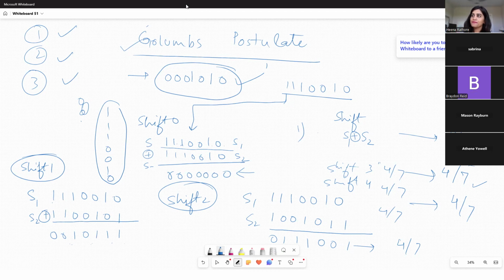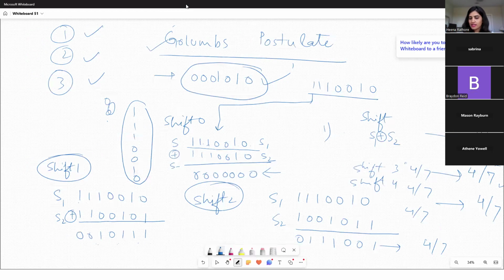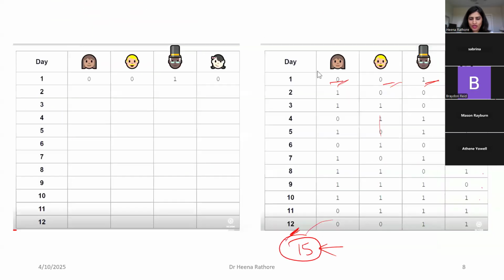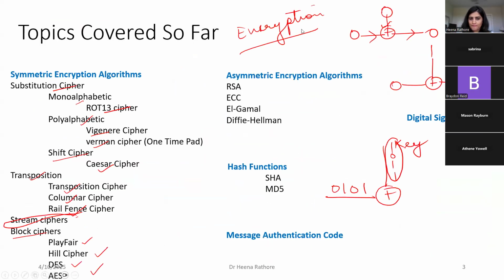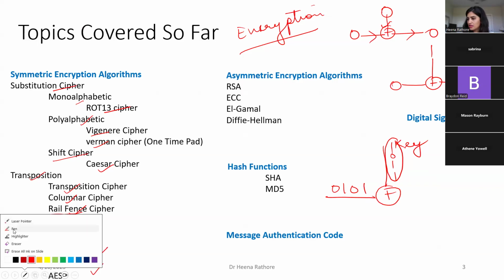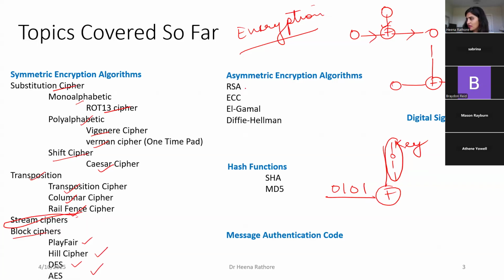I think DES, AES, and Stream Cipher are covered. Because we have a couple of classes, I think we can cover the RSA algorithm and the Diffie-Hellman key. Diffie-Hellman key, we will cover that, which is the underlying phenomenon for RSA. So we'll cover that, and I think that should be all for your final exam.